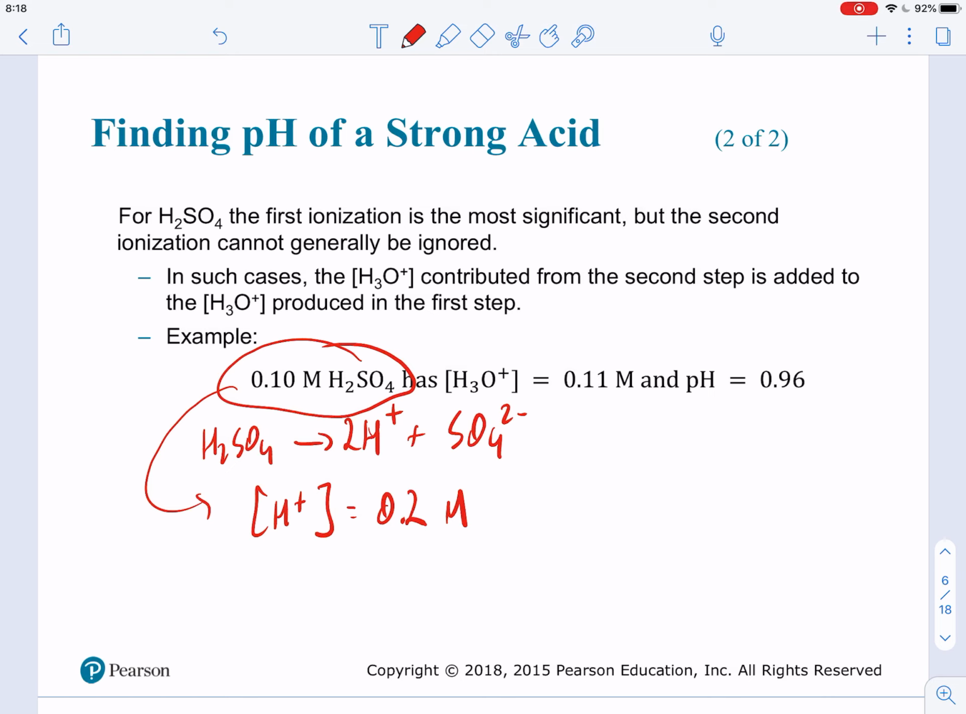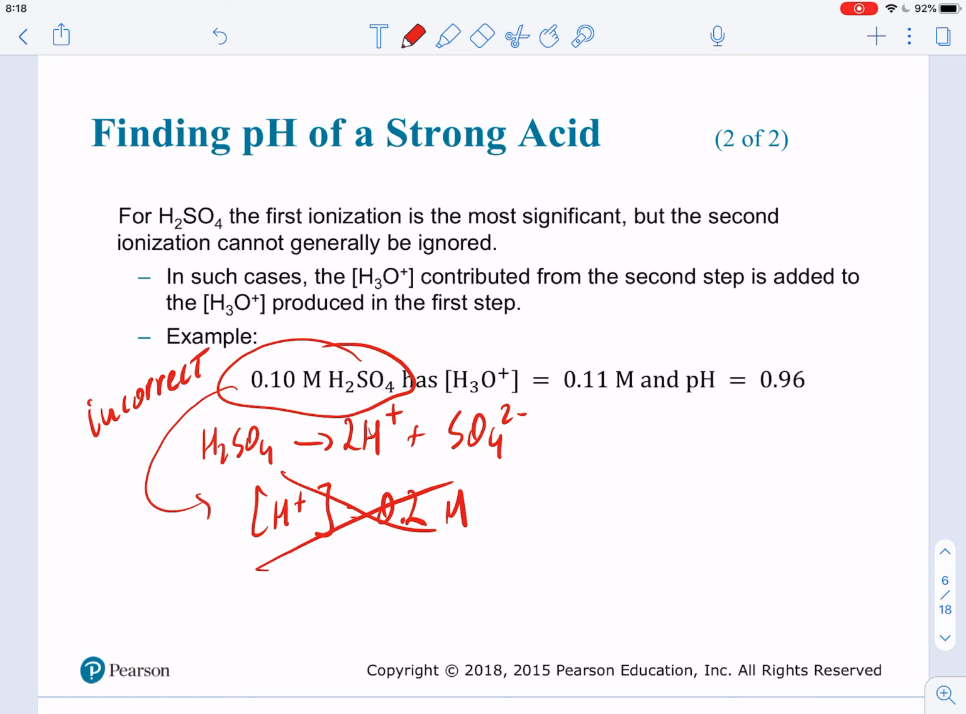But this is incorrect. So that is not the concentration of H plus. The concentration of H plus is a little smaller. It's larger than the 0.10 molar of sulfuric acid that you're adding, but it's not as large as if the sulfuric acid released all its protons.